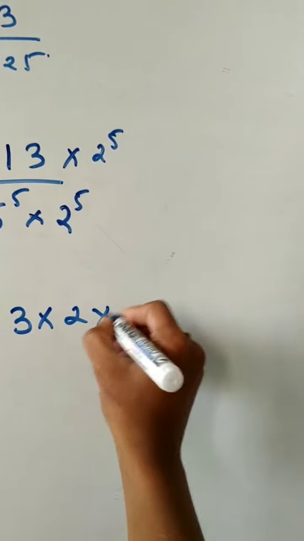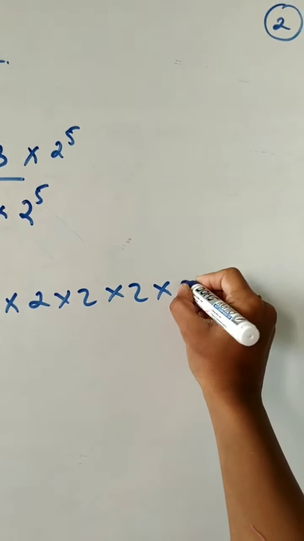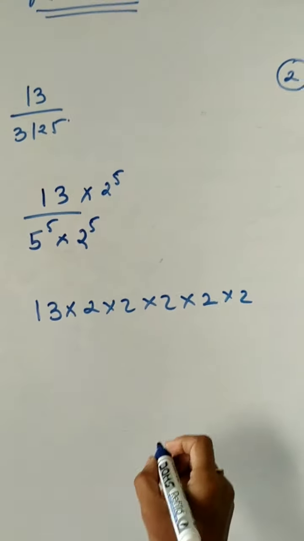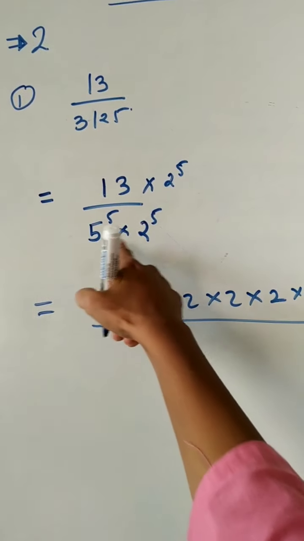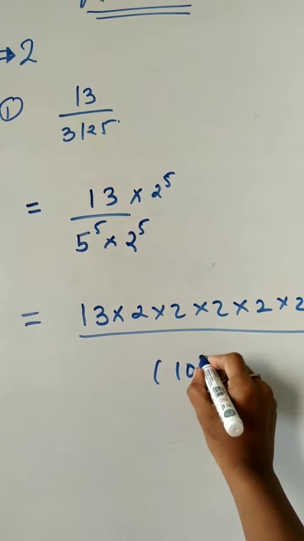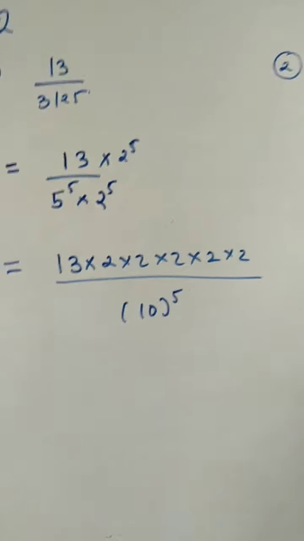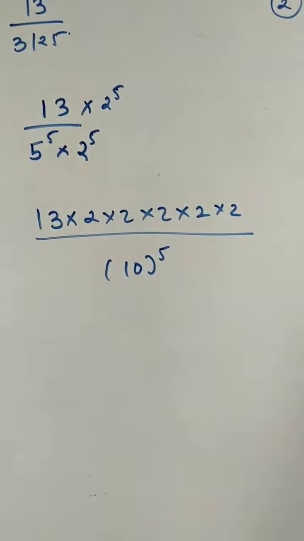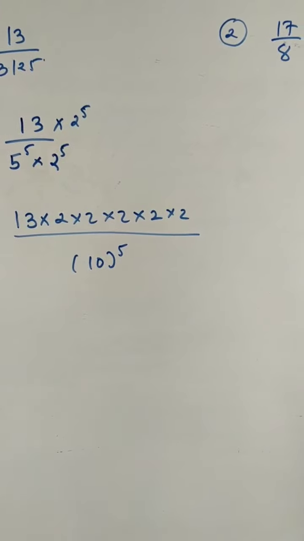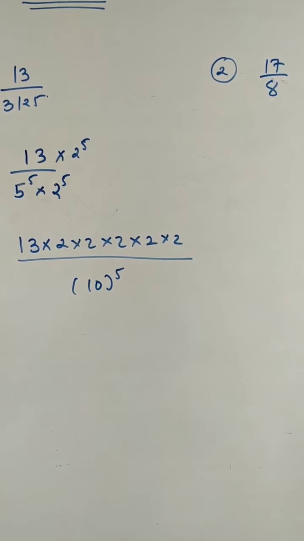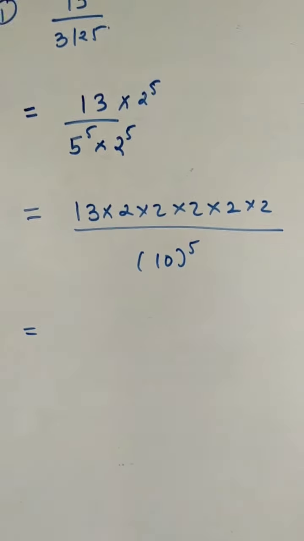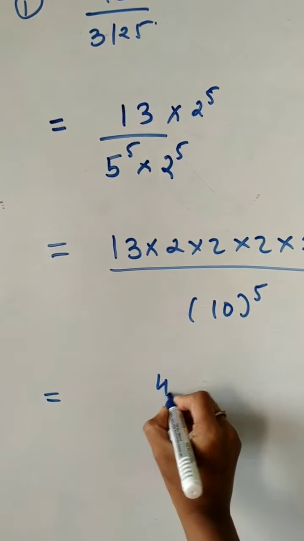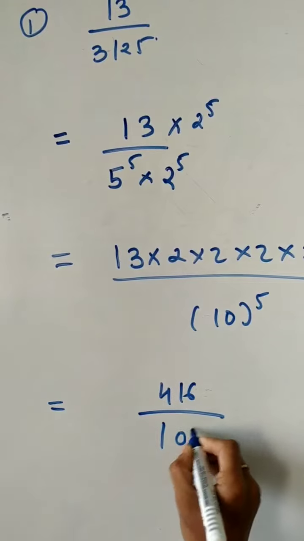So it will become 2 into 2 into 2 into 2 into 2, 5 times we will write, and down we will write 5 into 2, meaning 5 twos are 10, whole raised to 5. When we multiply 13 into 2 raised to 5, what we get, watch it here: it will become 416 upon 10 raised to 5.